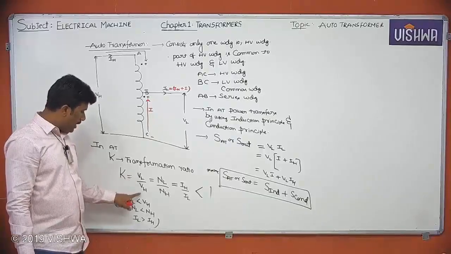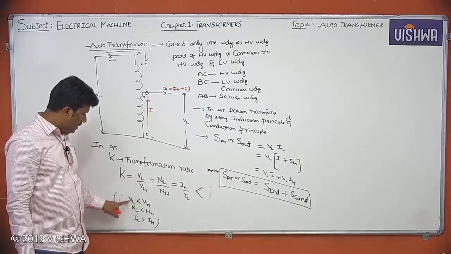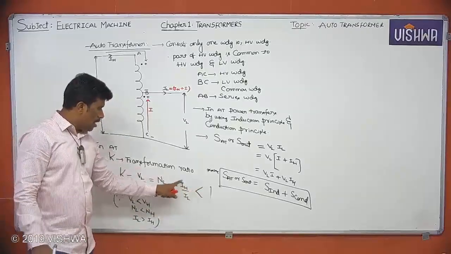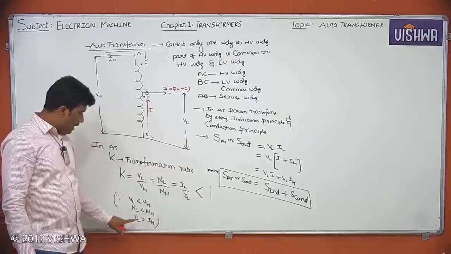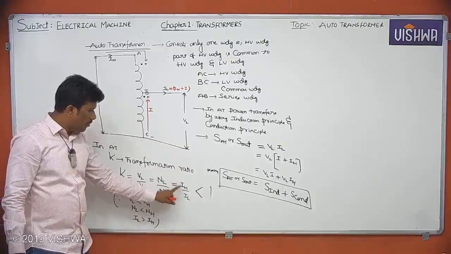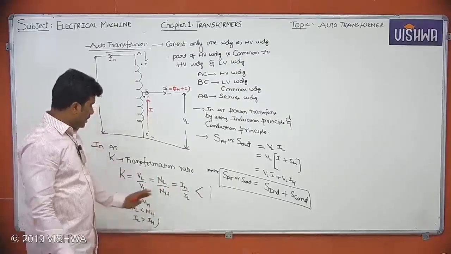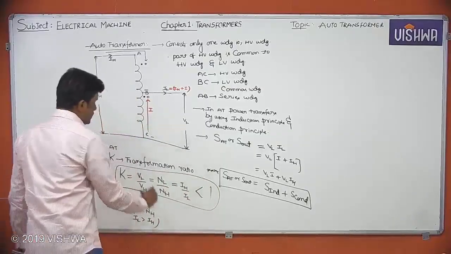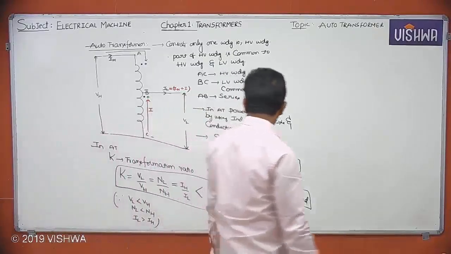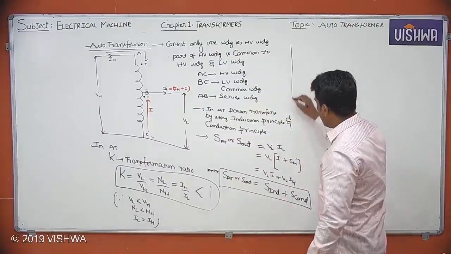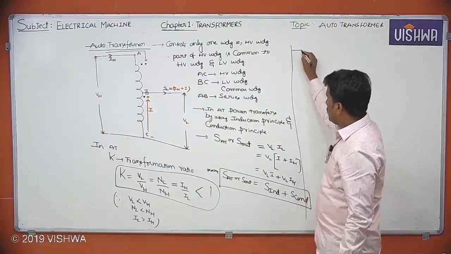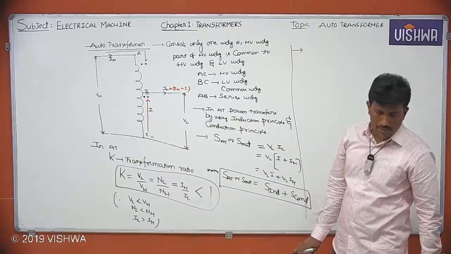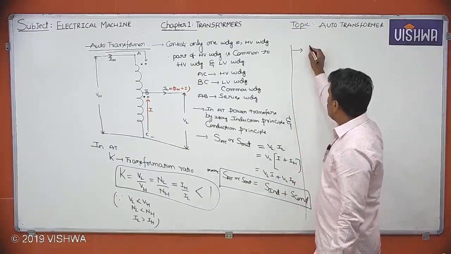See, always low value by high value, because VL is less, no. Low value by high value less than 1. Among IH and IL, which value is less? IH is less. Low value by high value less than 1. So try to remember this K value is equal to how much? VL by VH, NL by NH, IH by IL, which is always less than 1. And here, some derivation will be there. It's not necessary. Directly just remember, because of the GATE point of view. So please try to remember.